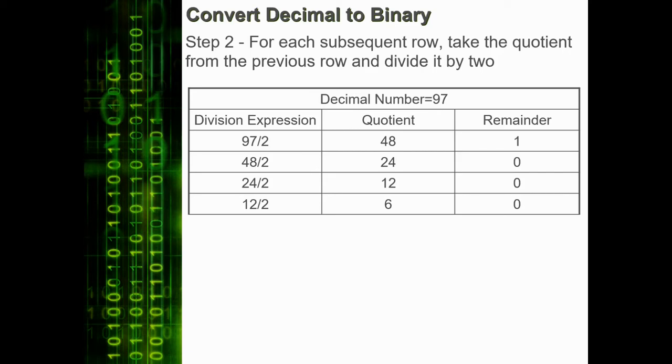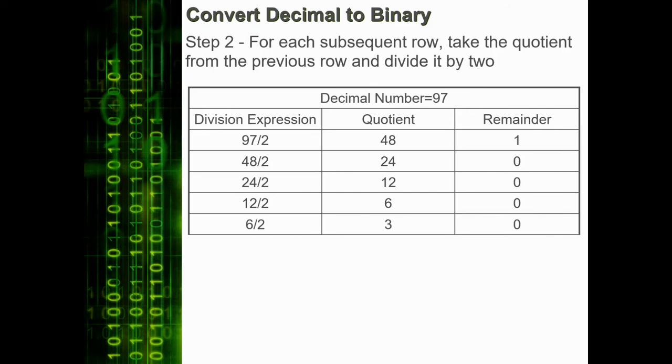Now we're down to 6, divide by 2. That gives us 3 with a remainder of 0. Now 3 divided by 2 is 1 with a remainder of 1. Sorry, got on a roll there. So we're going to write a 1 over on the side.